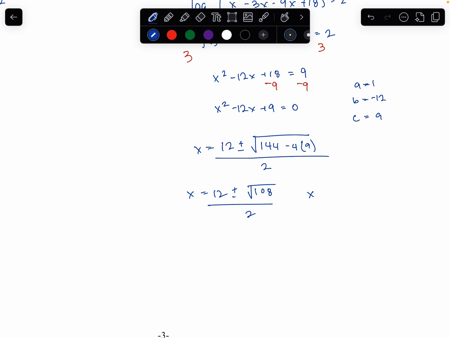So let's do 12 plus the square root of 108 divided by 2. I get x is equal to 11.196. And let's do 12 minus the square root of 108 divided by 2, and I get x is equal to 0.804.